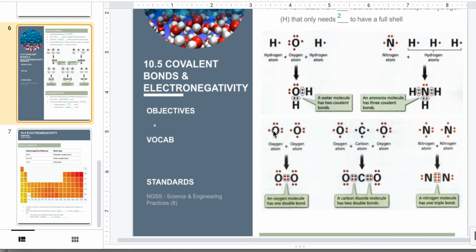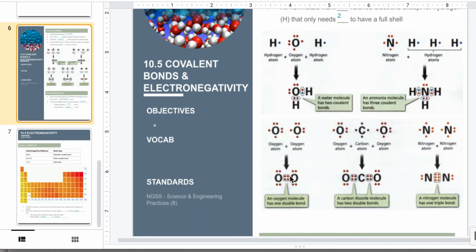If we look at oxygen and oxygen pairing together, you'll notice that this oxygen has 2 unpaired electrons, and the same thing with this oxygen. They fit together like a puzzle piece, so this one will pair with this one, and this one with this one. They're actually sharing 4 electrons, 1 pair and 2 pairs. So an oxygen molecule actually has 1 double bond. And we generally see these drawn with stick figures.